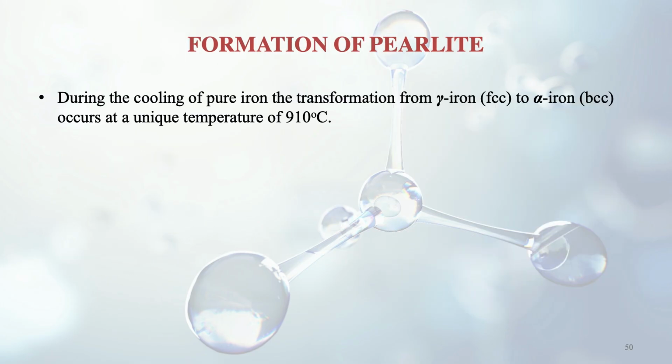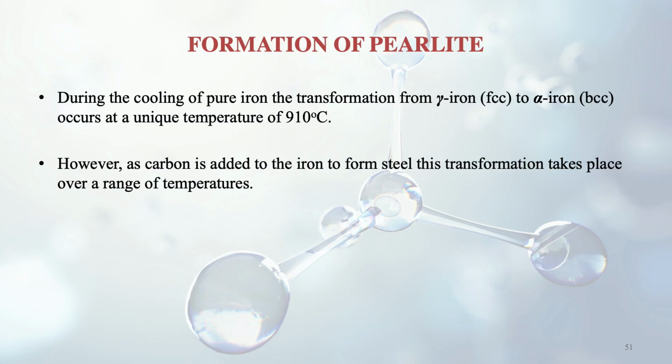During the cooling of pure iron, the transformation from gamma iron to alpha iron occurs at a unique temperature of 910 degrees centigrade. Like you have studied earlier, gamma iron is nothing but austenite and it is face centered cubic. So it changes to alpha iron, which is mostly ferrite, and is body centered cubic. This change occurs at a unique temperature, which is 910 degrees centigrade.